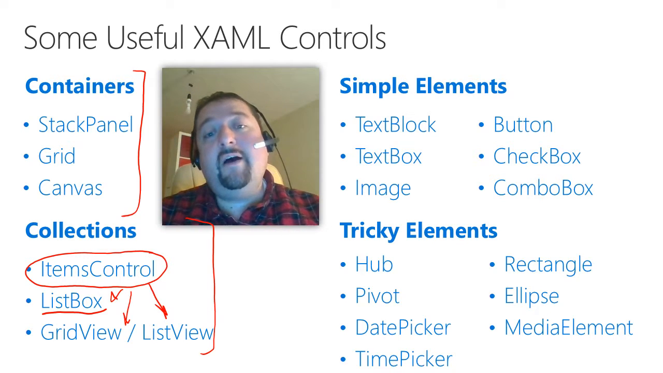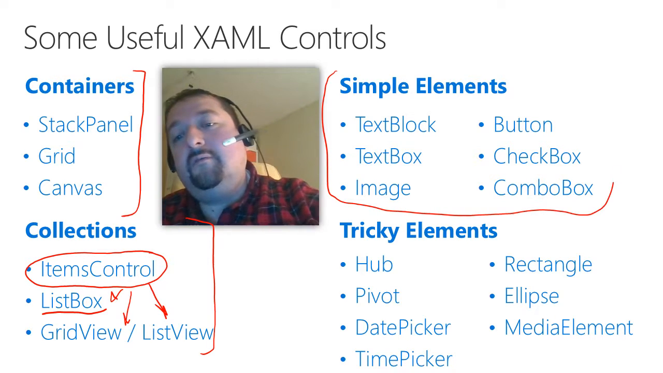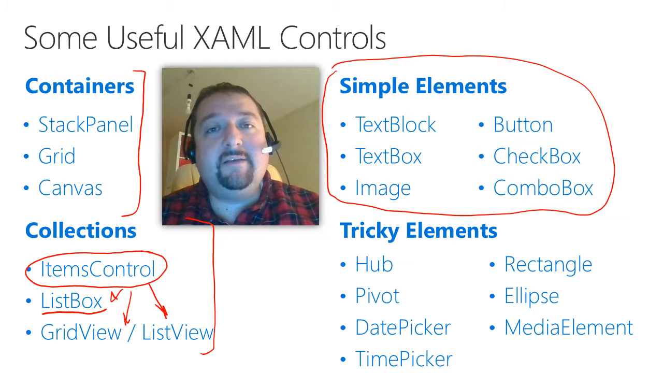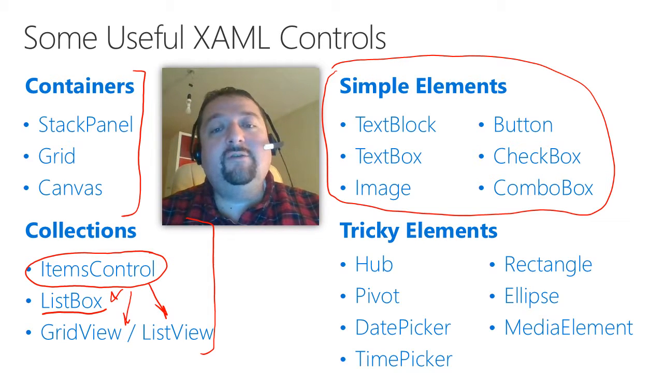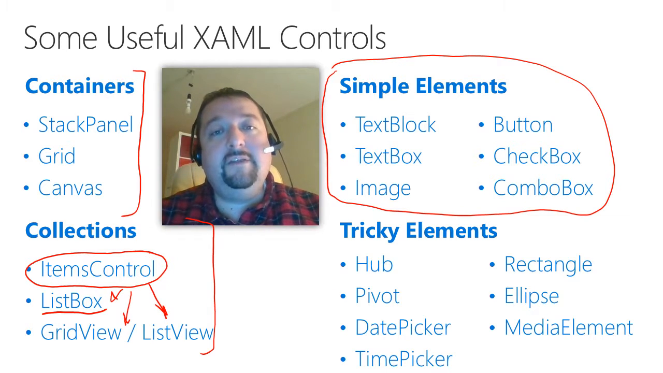Then, of course, there are simple elements. Simple elements are useful for displaying something. For example, text block just displays a text. Text box allows us to display editable text, like an entry in a data form. Image allows us to display a picture on the form. Button is a button. We have seen an example of a button already. And then checkbox and combo box, I think it's pretty obvious what they do.